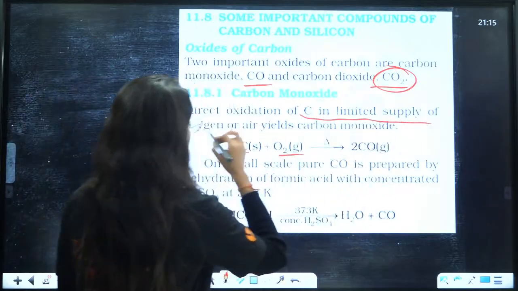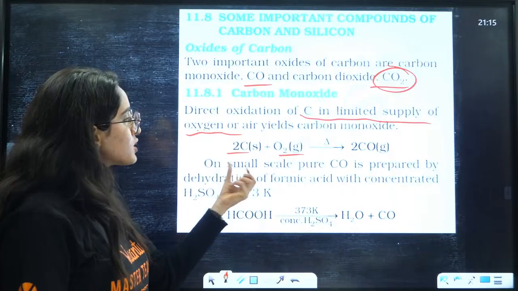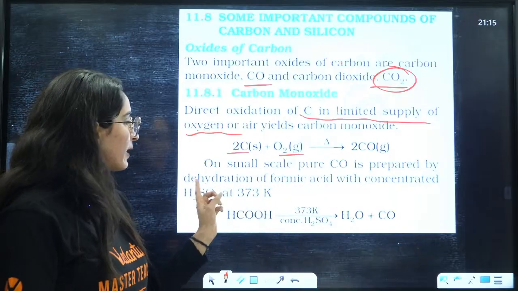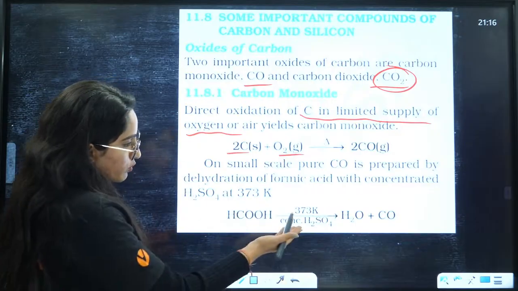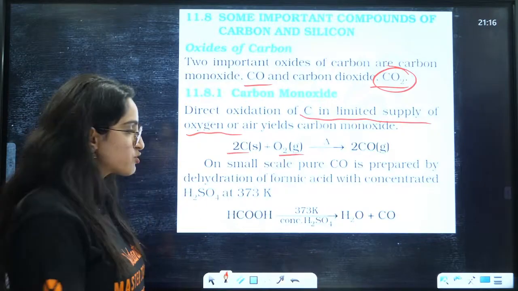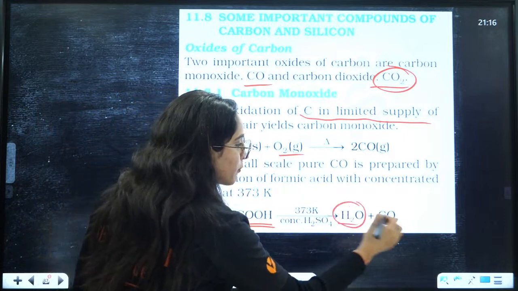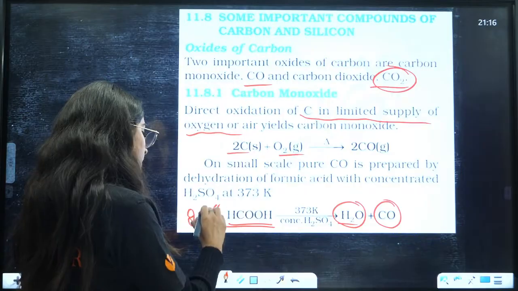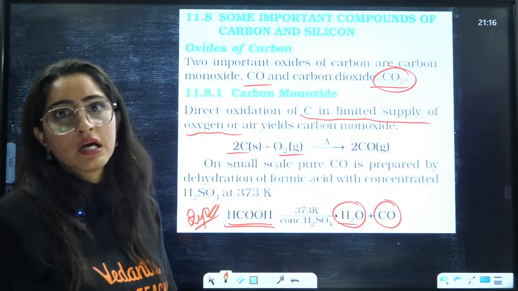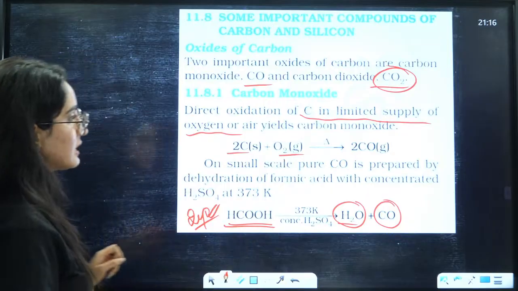Right, this is very, very dangerous for our body. On small scale, pure CO is prepared by dehydration of formic acid. We have also done this question in organic chemistry, that when you heat formic acid, you will have the formation of carbon monoxide and H2O, and that is why this becomes an important reaction. On heating formic acid, you will get carbon monoxide, right?